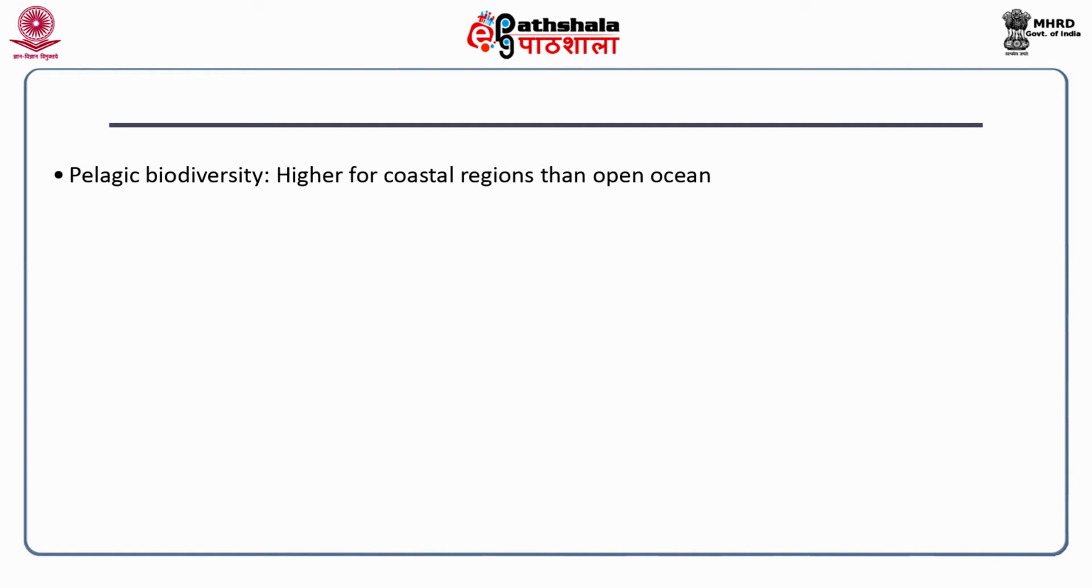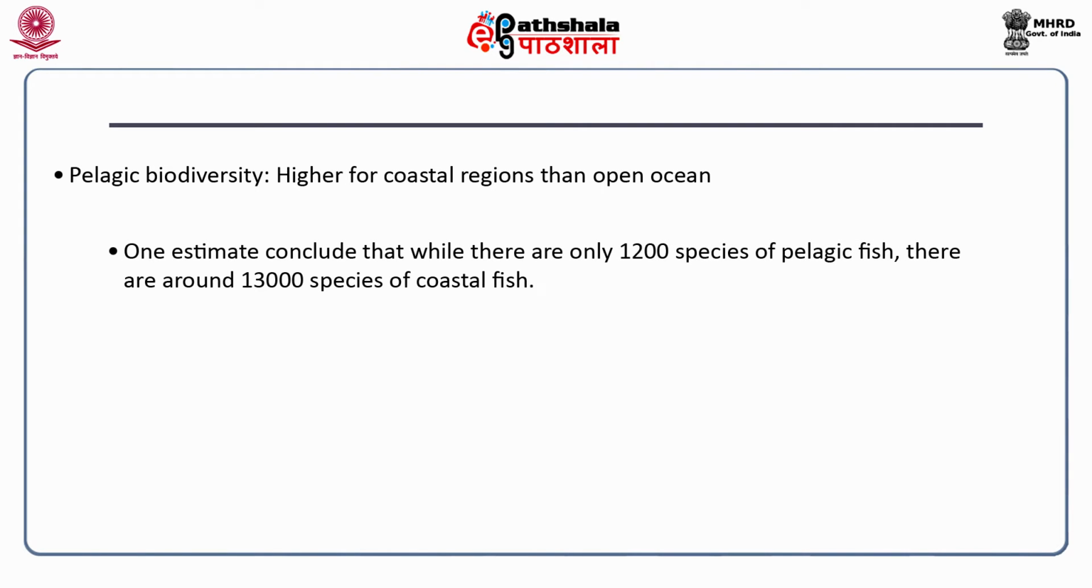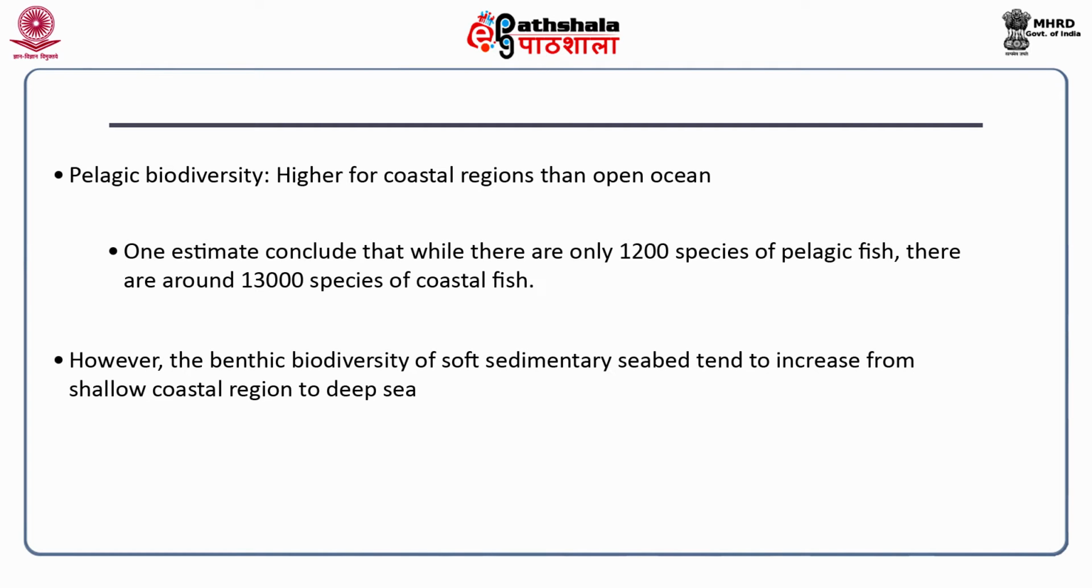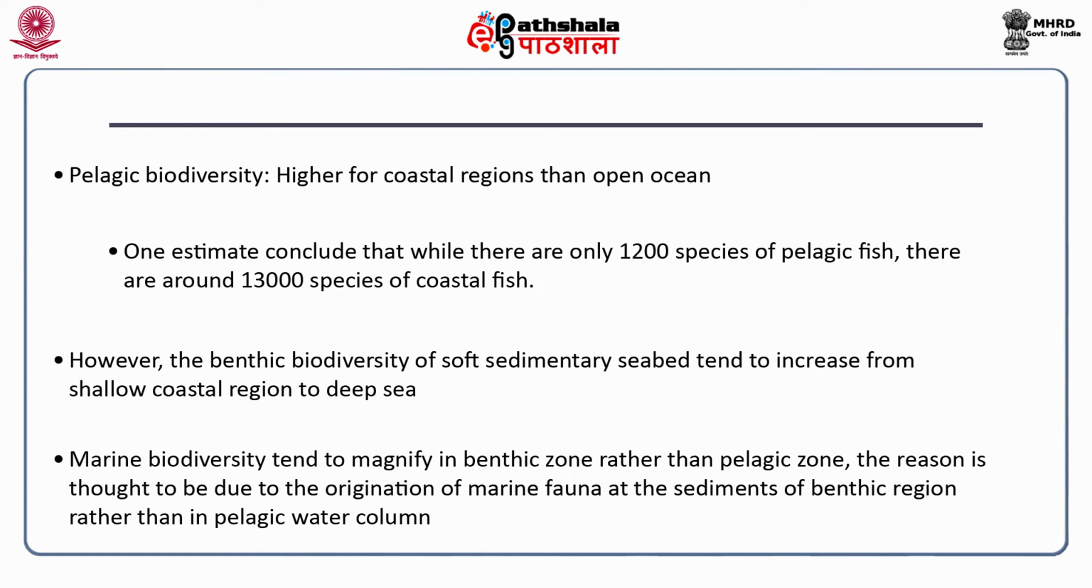Pelagic biodiversity is higher for the coastal regions than the open ocean. One estimate concludes that while there are only 1,200 species of pelagic fish, there are around 13,000 species of coastal fish. However, the benthic biodiversity of the soft sedimentary seabed tends to increase from the shallow coastal region to the deep sea. Marine biodiversity tends to magnify in the benthic zone rather than the pelagic zone.